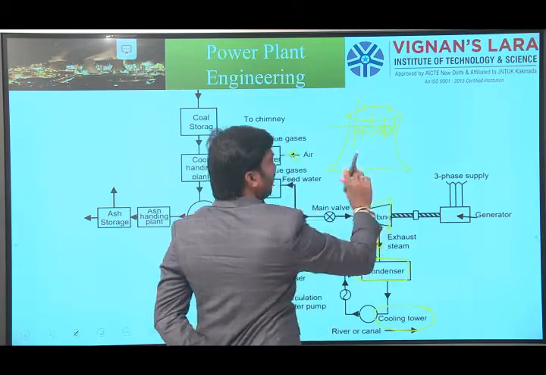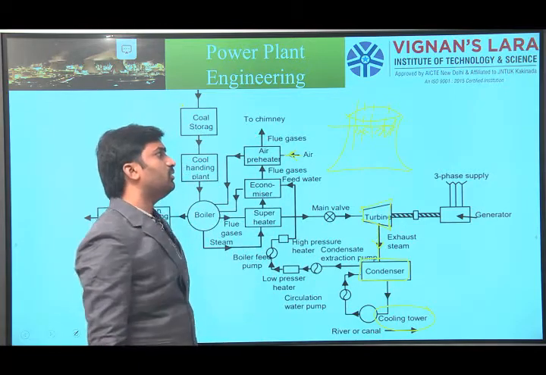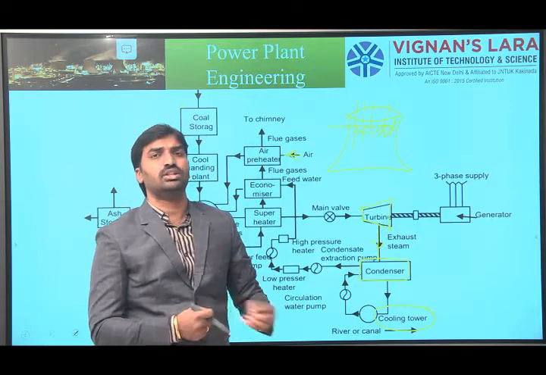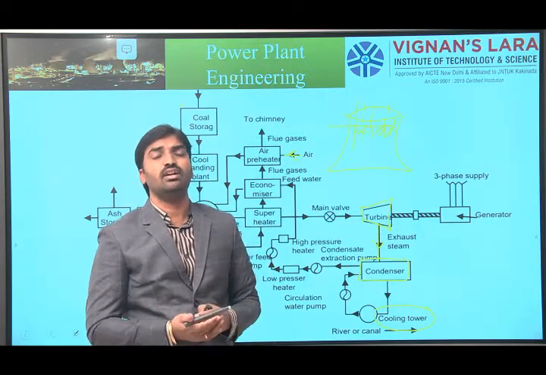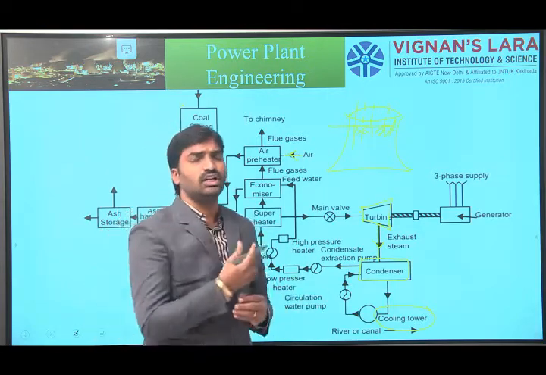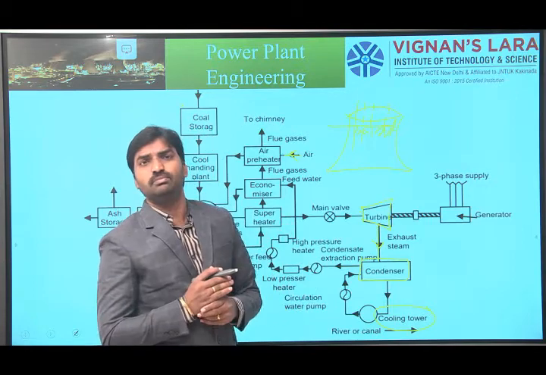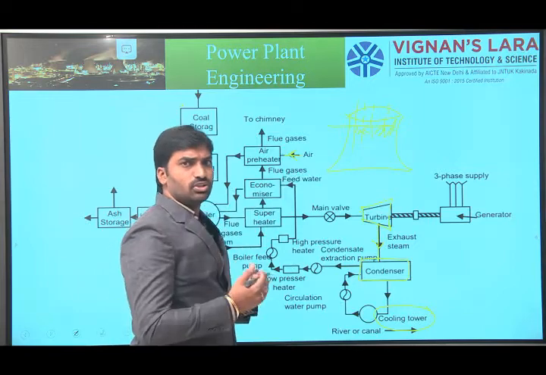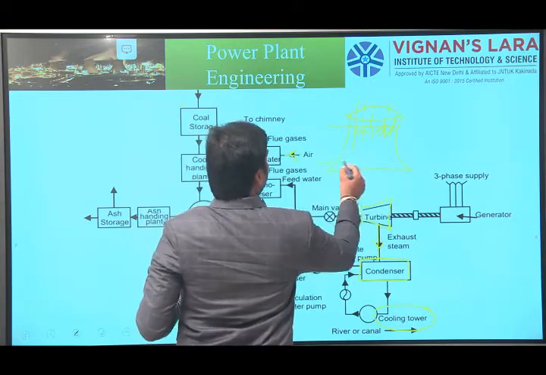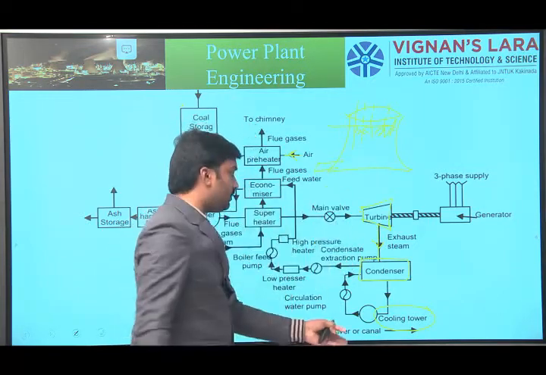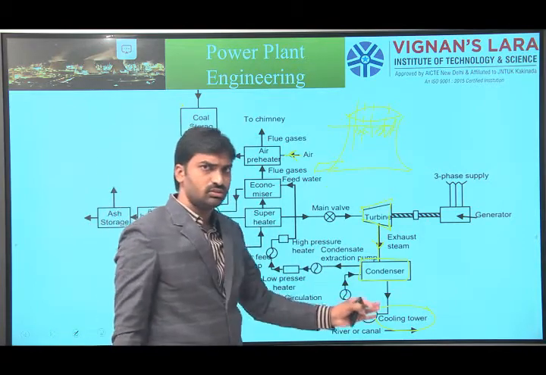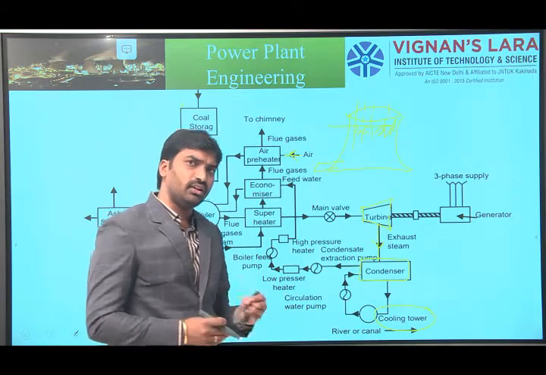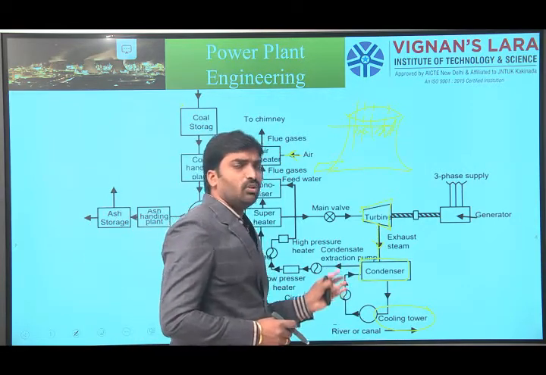When the hot water comes into contact with fresh air, it automatically loses temperature, because there is a temperature difference. A heat transfer process is done by the atmospheric air. So that is the functioning of a cooling tower: it cools down the water. That cool water we can utilize for the condenser working process.